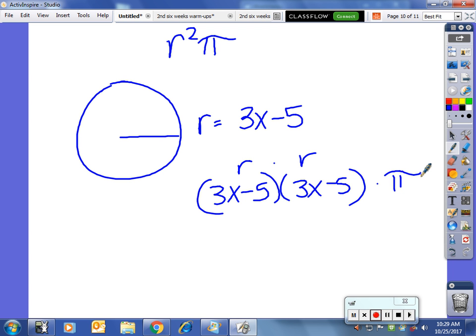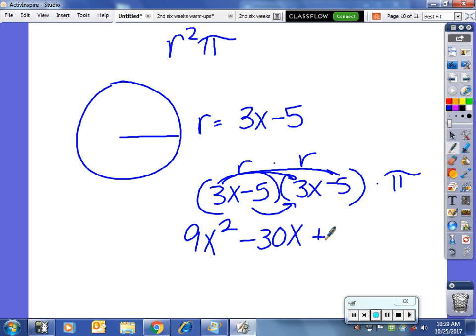Alright, who wants to tell me their radius times radius? Right, 9x squared, and then you should have gotten a minus 15x and another minus 15x, which makes minus 30x, and then a plus 25. Now please be careful. This whole radius times radius is supposed to get multiplied by pi.